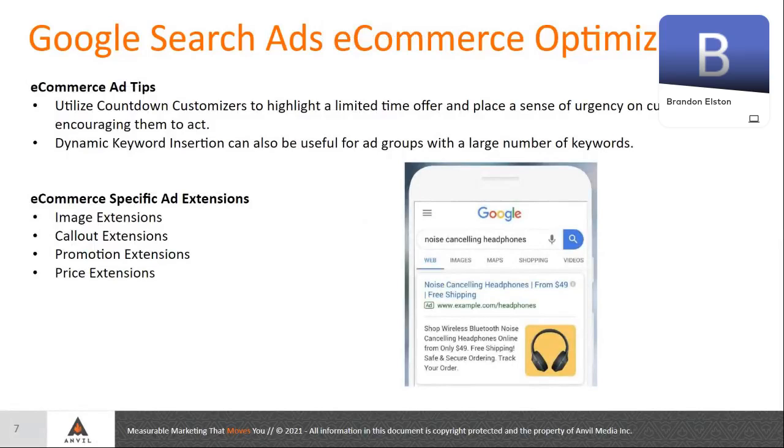So these optimizations are going to be above and beyond what you would do for a standard Google Ads account, specifically for e-commerce. Obviously, you want to have good account structure and do keyword planning, but these are going to be specific optimizations for e-commerce. The first thing I wanted to highlight is specifically going into the ads. One of the things you can utilize is a countdown customizer to highlight a limited time offer, and it puts a sense of urgency on your customers.